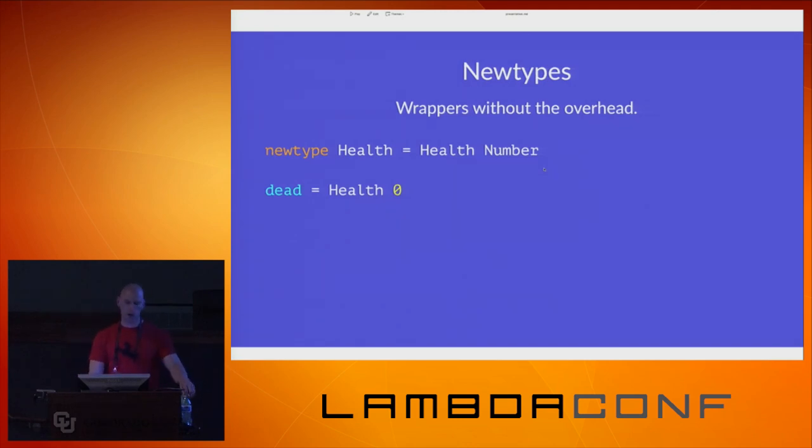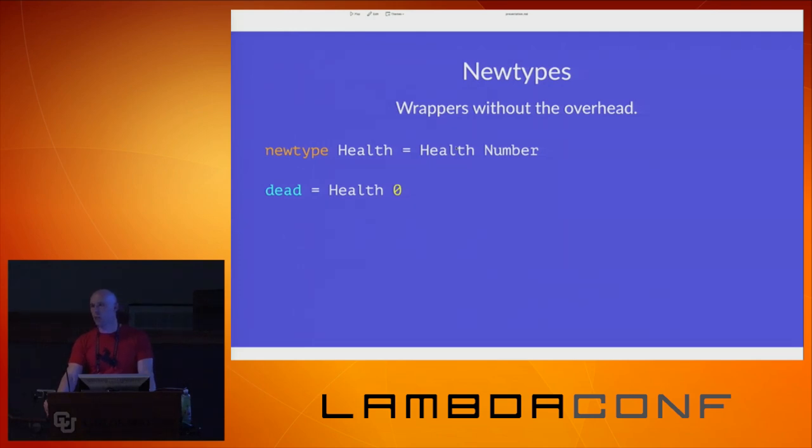And then there's one more common thing that you're going to see in code that I'll cover briefly, and that's a newtype. There's no difference, honestly, between a newtype and a data. Well, there's two differences, but they're very minor. The differences are as follows. The constructor for newtype, Health in this case, can only accept a single parameter. And the other difference is, using newtypes has zero runtime overhead.